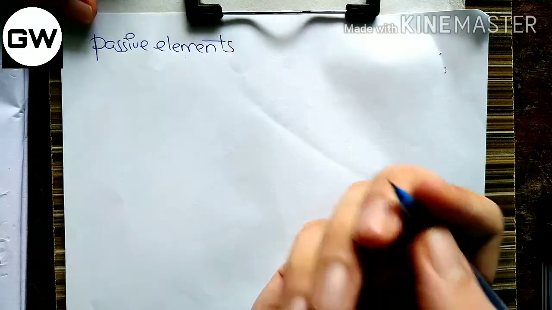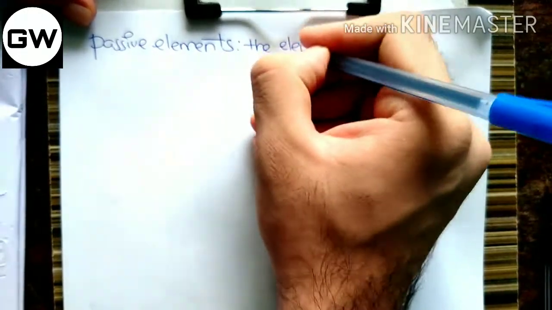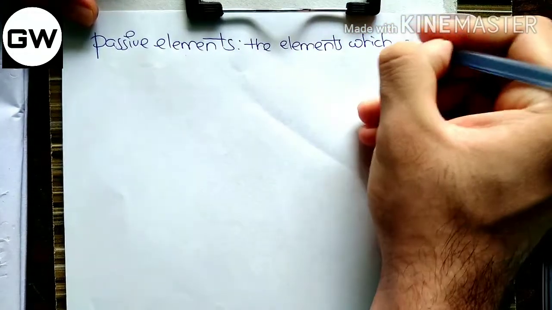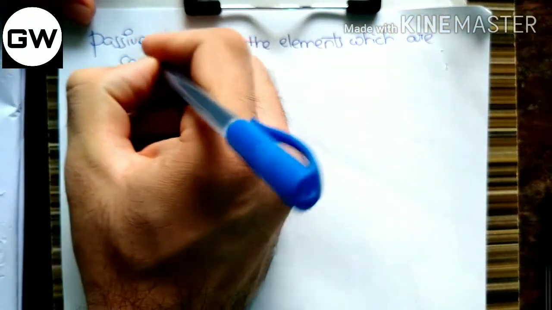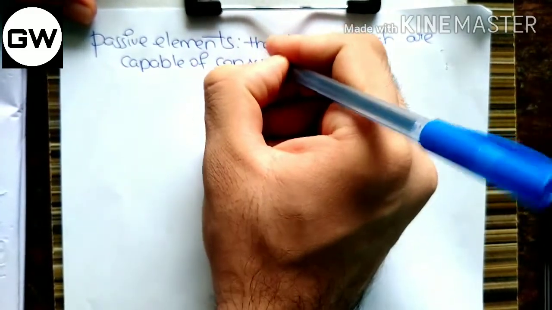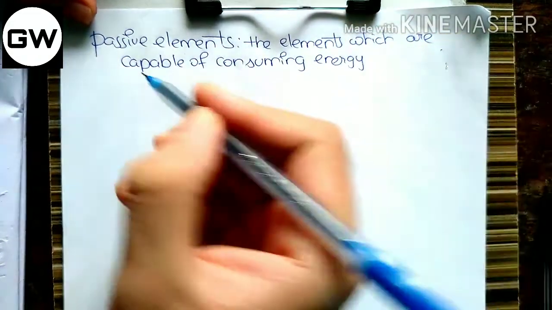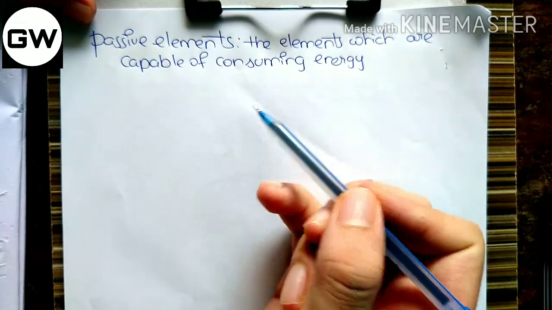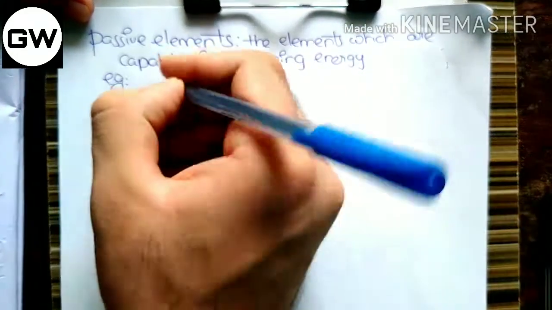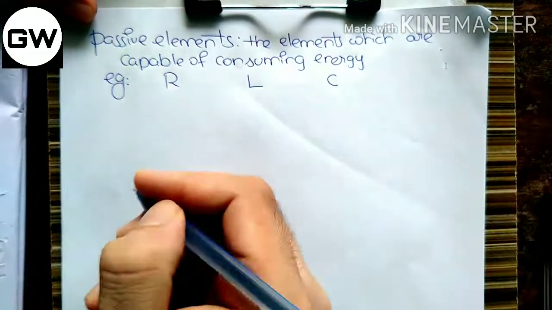Passive elements are the elements which are capable of consuming energy. The elements which are capable of consuming energy are termed as passive elements. Examples of passive elements are resistor, inductor and capacitor.